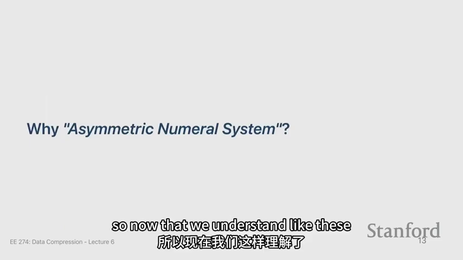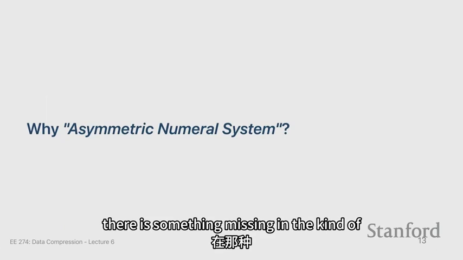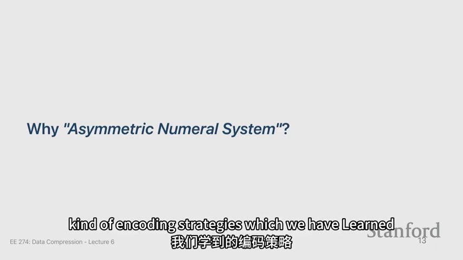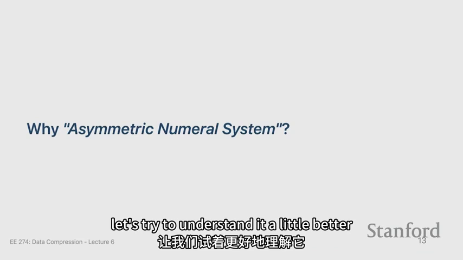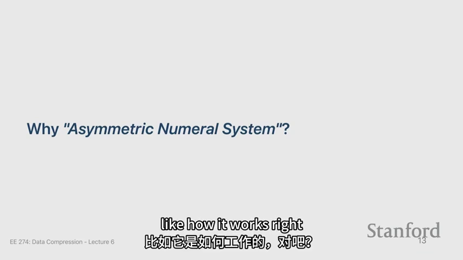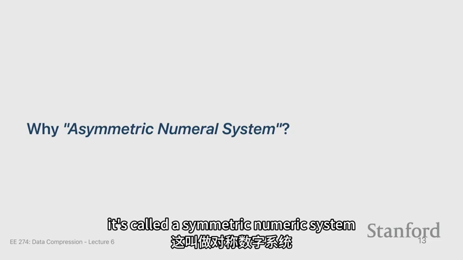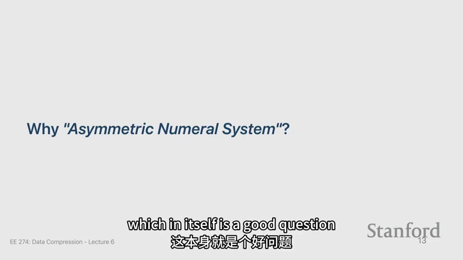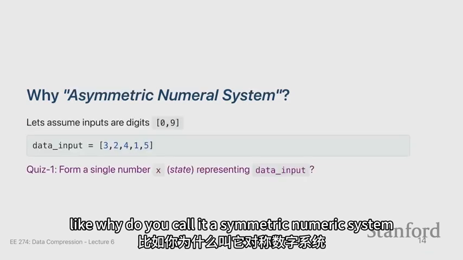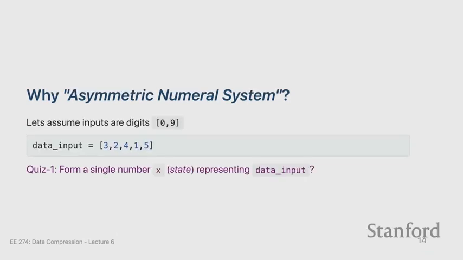Now there is something missing in the encoding strategies we have learned, and there exists something that fills it. Let's try to understand how it works. It has a very funky name: asymmetric numeral system, which in itself is a good question: why do you call it asymmetric numeral system?